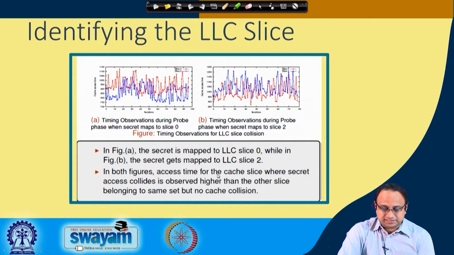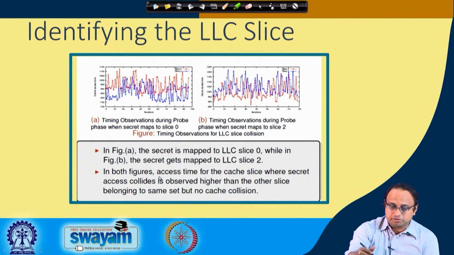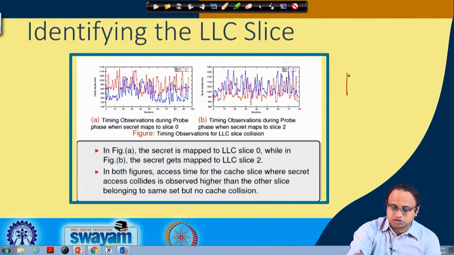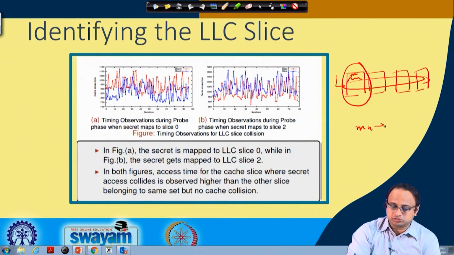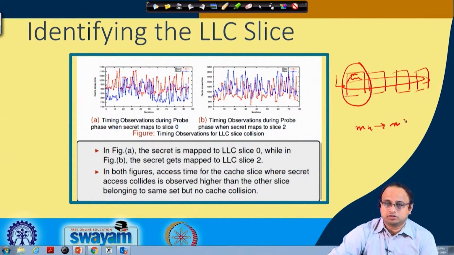So, in both figures, the access time for the cache slice where the secret access collides is observed to be higher than the other slices belonging to the same set, but with no cache collision. That means previously you had an ambiguity: we had 4 slices. For a given cache set, we had all these elements in my eviction set, and now if you can understand the slice also, then you have just m possible ambiguities. So, from m into k, you can reduce the ambiguity to m possible options.